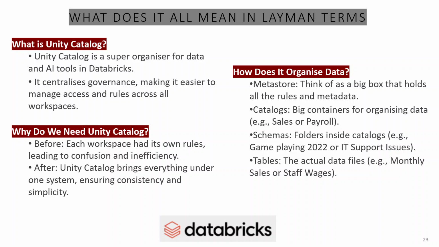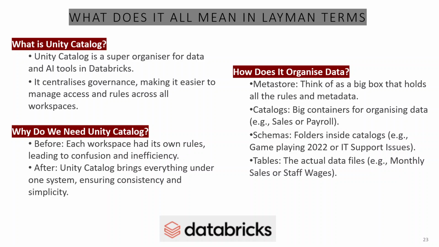Why do we need Unity Catalog? Well, before, each workspace had its own rules, leading to confusion and inefficiency. Afterwards, you've got Unity Catalog, which brings everything under one system, ensuring consistency and simplicity. So how does it organize data?